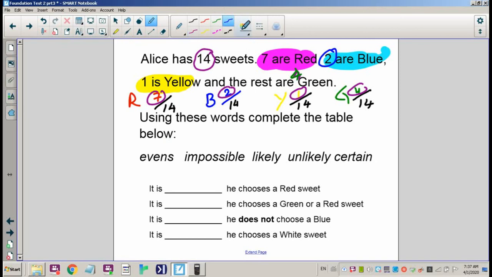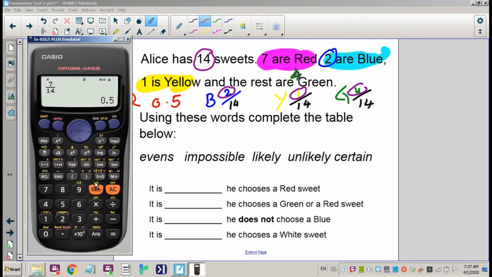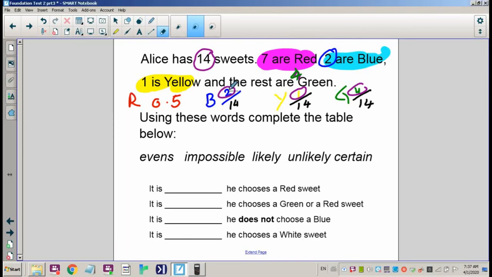So, the probability of red is 0.5. What about the probability of blue? 2 out of 14. What's that as a decimal? Oh, that's not very nice. We'll call it 0.1. We'll just round it to 1 decimal place. That should enable us to answer this question.